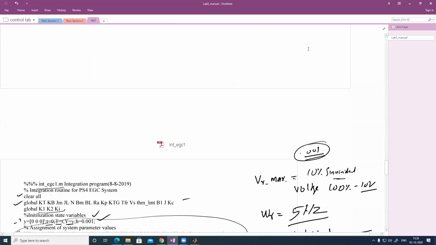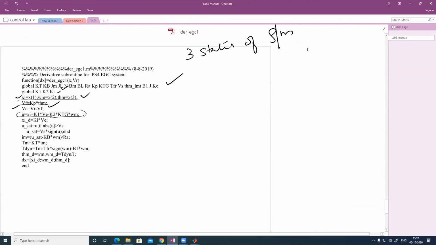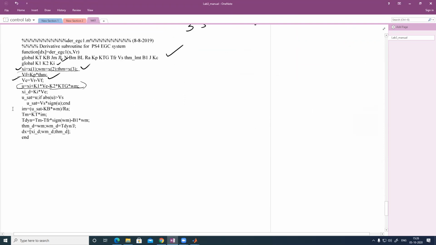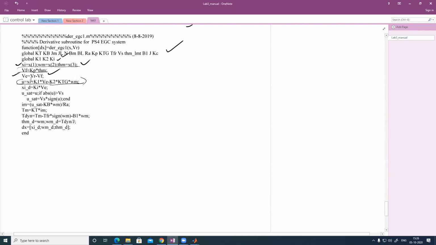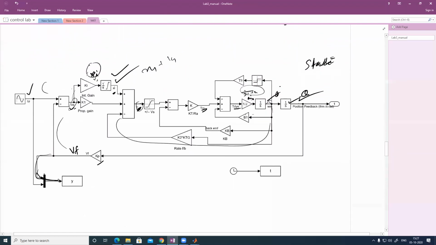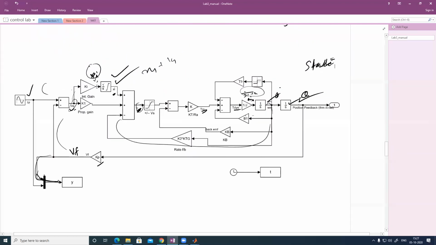Okay. So now we are defining those values. This Xi is x of 1 and omega m is x of 2, so three states are defined. And this Vf is equal to Vf, and V you already know. Then U is taken as Xi, this V into K1, and omega m into K2 into KTG, that is subtracted. That is U. That equation we have written here. And Xi dot is coming here. So Xi dot is V into Ki.